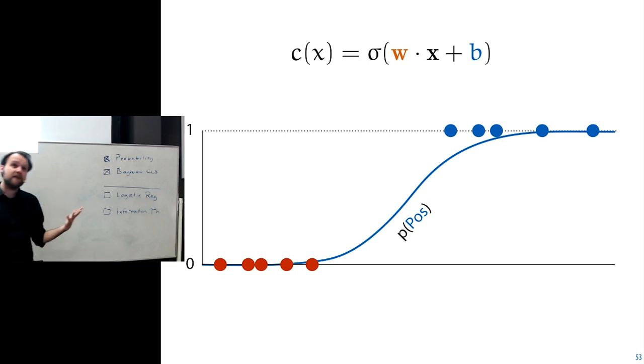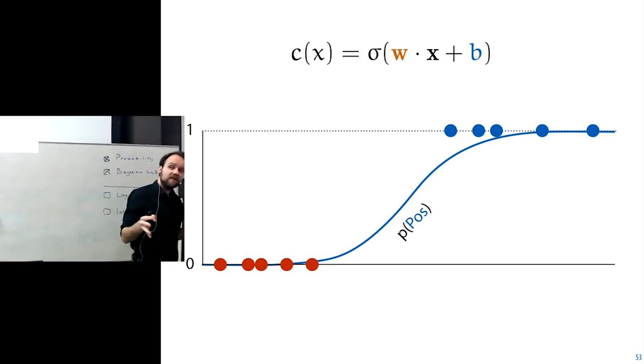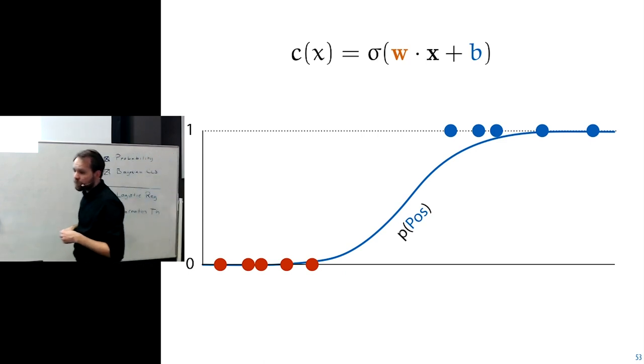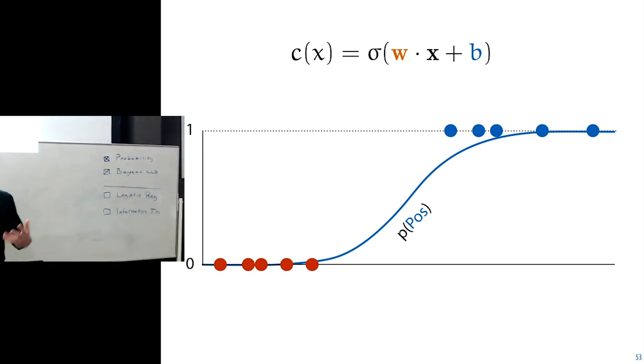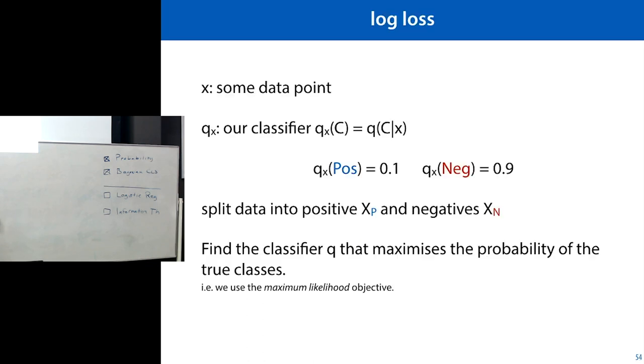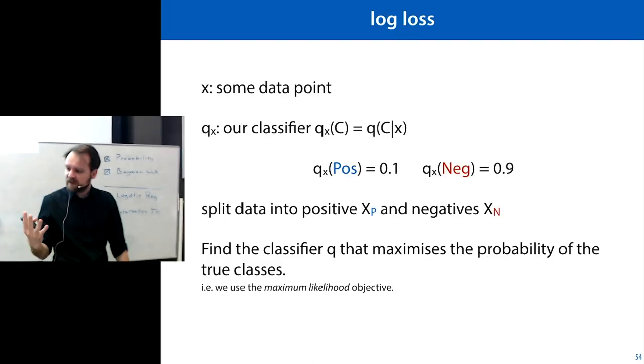So now we have a classifier, right, which gives us probabilities. Now we need to fit these parameters, W and B, to a particular data set. So we need a loss function. And we will use what's called the logarithmic loss. So before I explain what the logarithmic loss is, some notation.